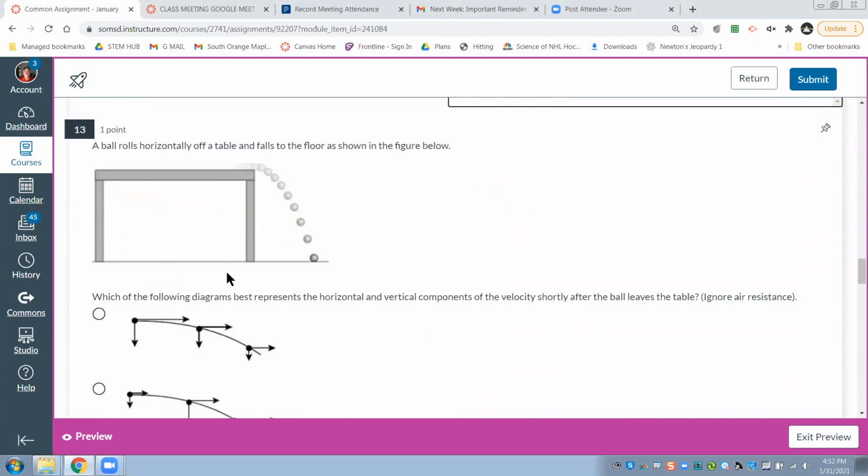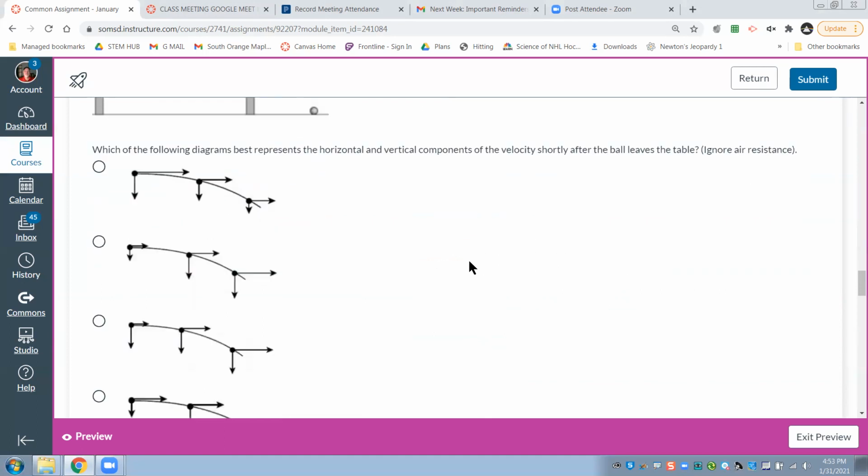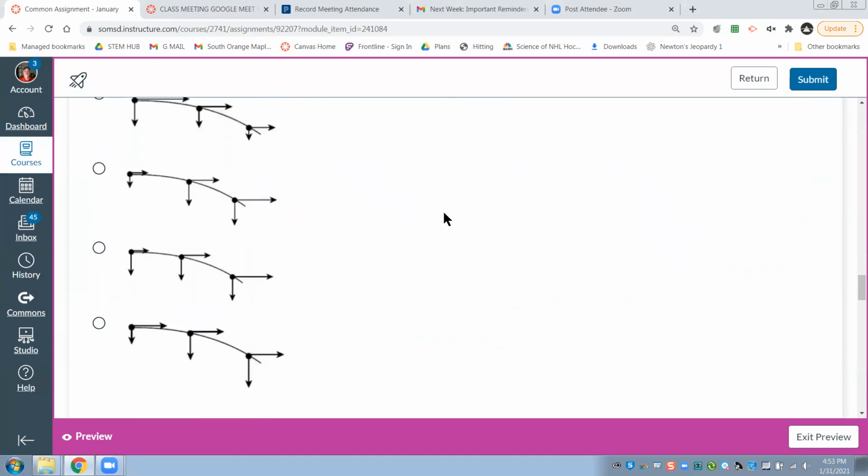Number 13. A ball rolls horizontally off a table and falls to the floor, as shown. When the ball was rolling, we had constant horizontal velocity. Even when it leaves the table, it will have constant horizontal velocity because gravity will not change the horizontal velocity. However, gravity does change the vertical velocity. So pick the diagram that shows constant horizontal velocity, but increasing vertical velocity.